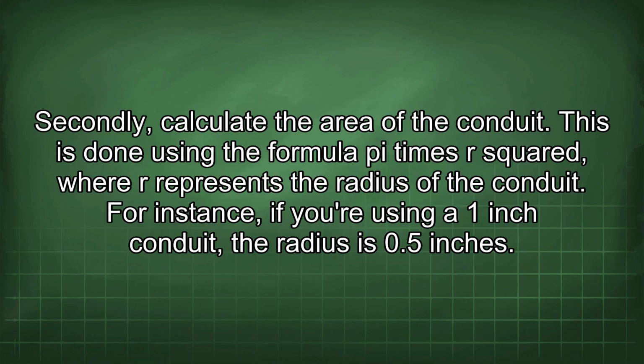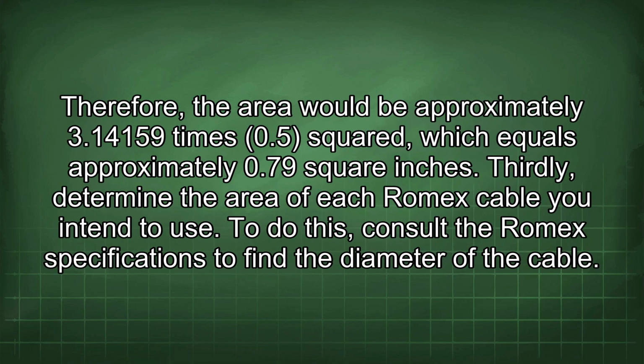Secondly, calculate the area of the conduit. This is done using the formula pi times r squared, where r represents the radius of the conduit. For instance, if you're using a 1-inch conduit, the radius is 0.5 inches. Therefore, the area would be approximately 3.14159 times 0.5 squared, which equals approximately 0.79 square inches.